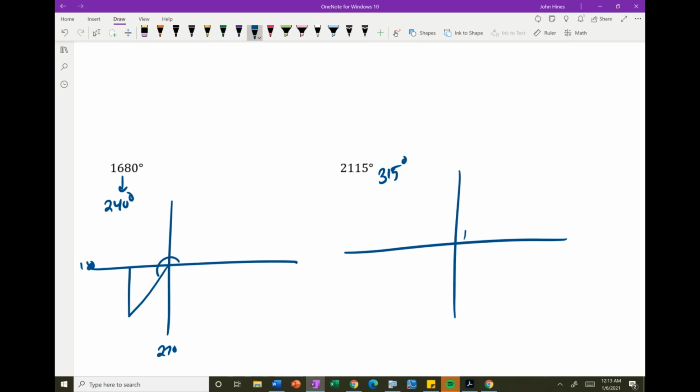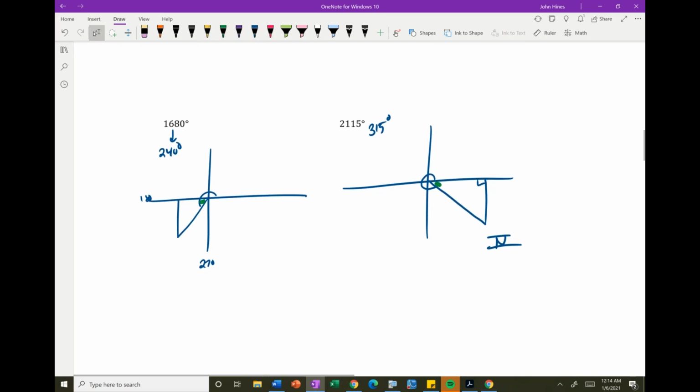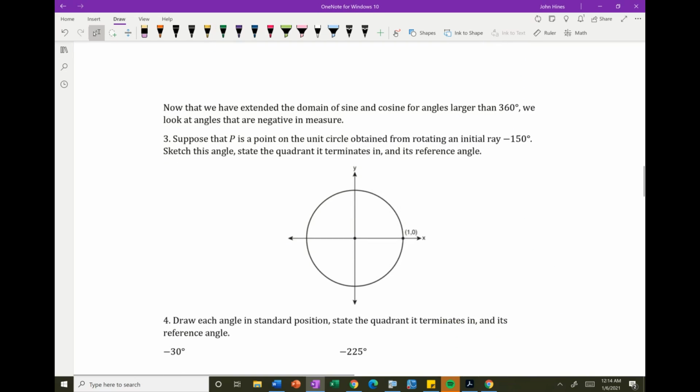So it's really 5 spins around the circle, which I'm not going to do, but it lands in 315, which is a quadrant 4 angle, which we drop back down to the x-axis. And this is my reference angle. Okay, so when the angle measures are too big, we just subtract away 360 because that angle lands in the same spot.